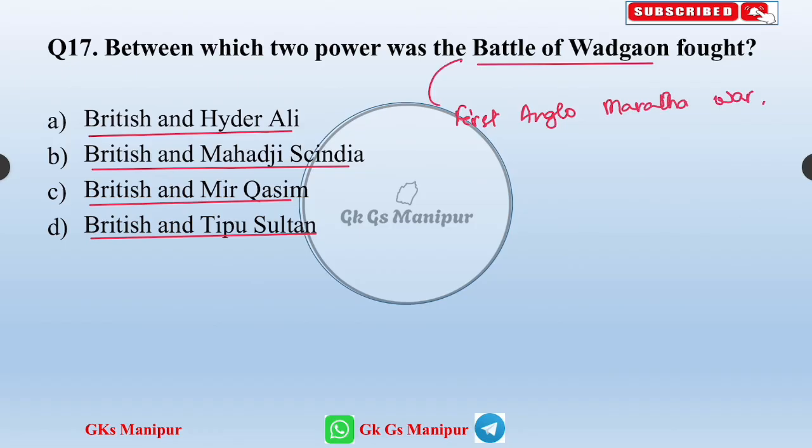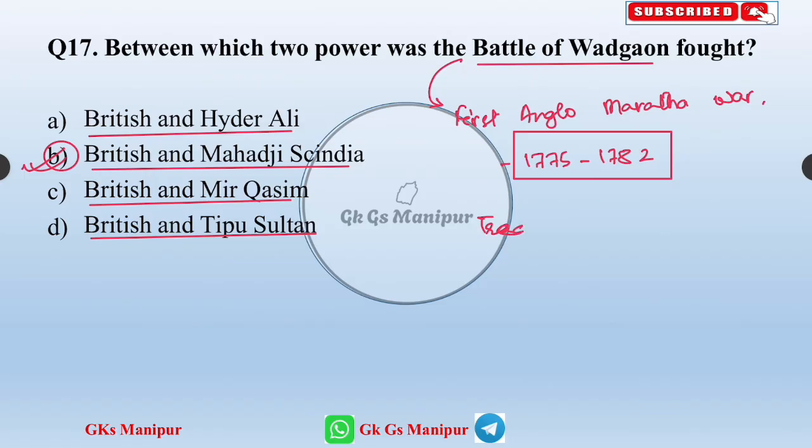The Battle of Wadgaon was fought during the first Anglo-Maratha war, which lasted from 1775 to 1782. The Battle of Wadgaon was fought between Mahaji Scindia and the British. Option number B is the correct option. After this battle, the Treaty of Wadgaon was signed.